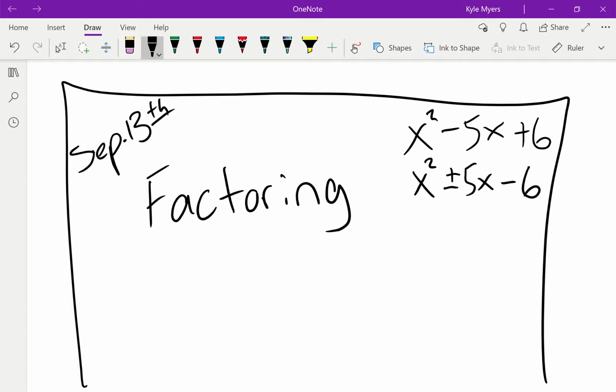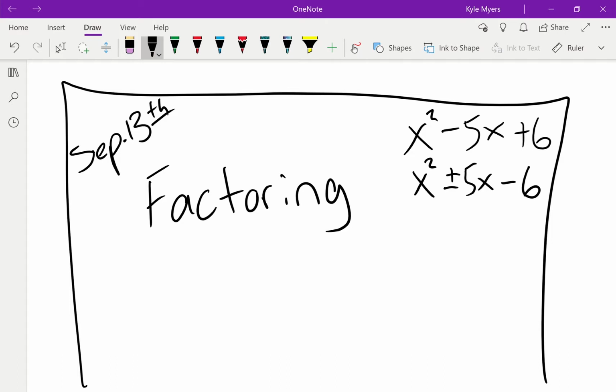All right, so today is September 13th. We're doing 3 problems since it's an odd number day. We've got x squared minus 5x plus 6, x squared plus 5x minus 6, and then x squared minus 5x minus 6.